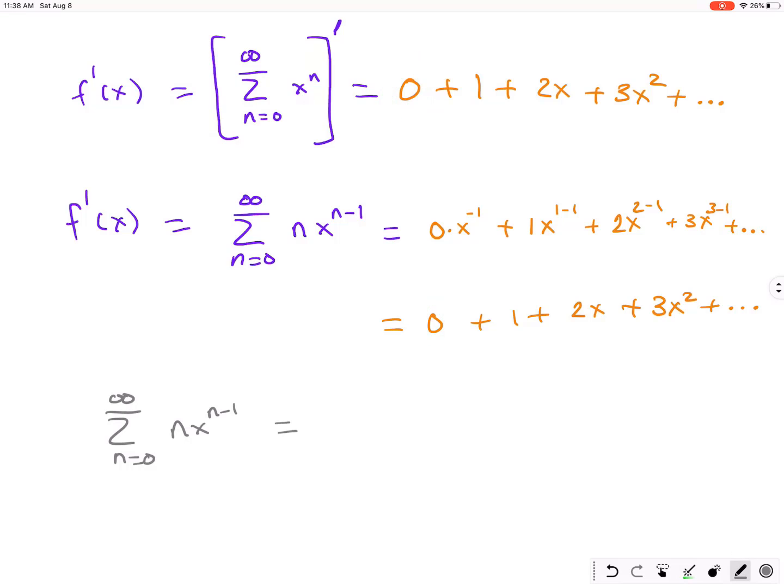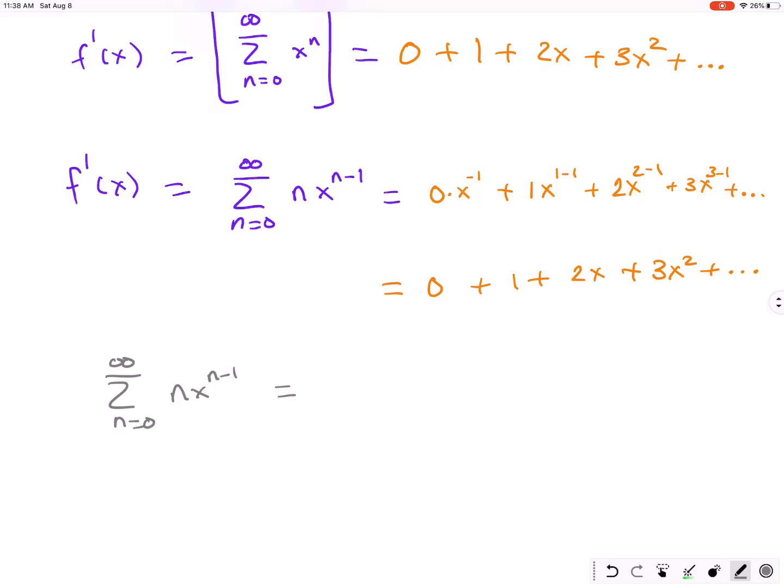So often what we do is change the index to not start at n equals 0, but start at n equals 1 to infinity of n times x to the n minus 1. And when I write out all the terms of the second one, n equals 1, I get 1 times x to the 1 minus 1, so that's 1 times x to the 0, which is 1. And the next term would be 2, and so I'd have 2 times x to the n minus 1. So that would be 2x, and the next one would be 3x squared, and so forth, right?